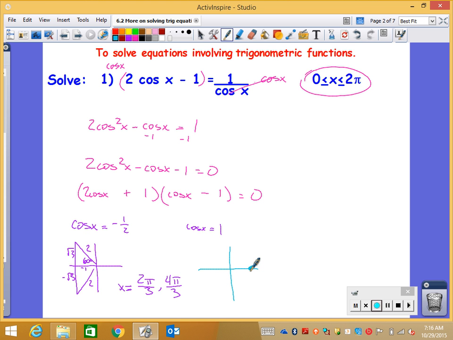Now, since I'm including 0 and 2 pi on my interval, I have to include both of them. The first one is at 0. I don't move. I'm at home base. So one of them is x equals 0. Now I could go all the way around and back to my starting point, which is 2 pi. And since my interval here is including 2 pi, I have to include that in my answer. So my answer has 4 answers to be exact. 2 pi over 3, 4 pi over 3, 0, and 2 pi. Got to include all 4 of them.